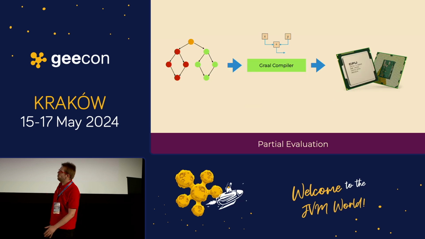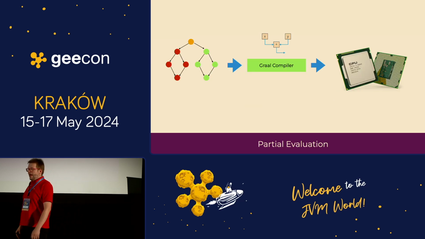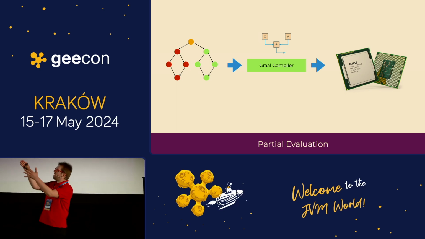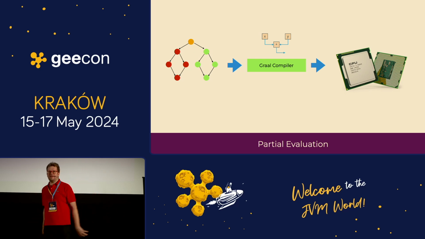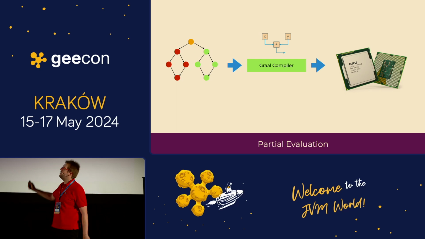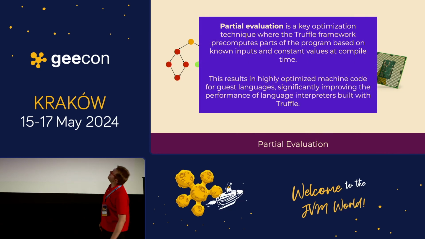And after that we are putting our already optimized Truffle abstract syntax tree into the Graal compiler. As this is already a Java-implemented abstract syntax tree, the Graal compiler can optimize it through a process called partial evaluation. Partial evaluation is a key optimization technique where the Truffle framework precomputes parts of the program based on known inputs and constant values at compile time. This results in highly optimized machine code for guest languages, significantly improving the performance of the languages.